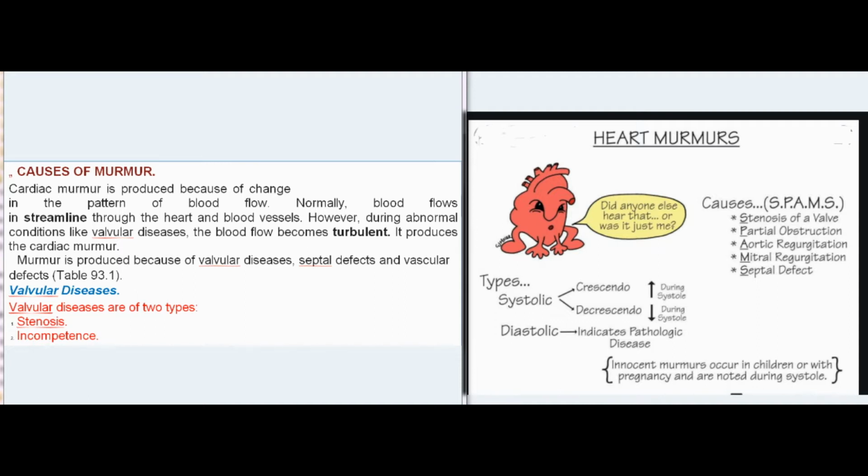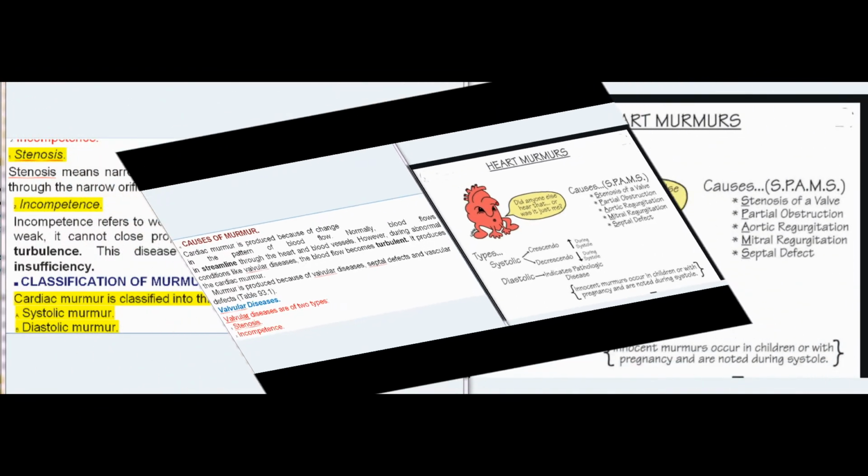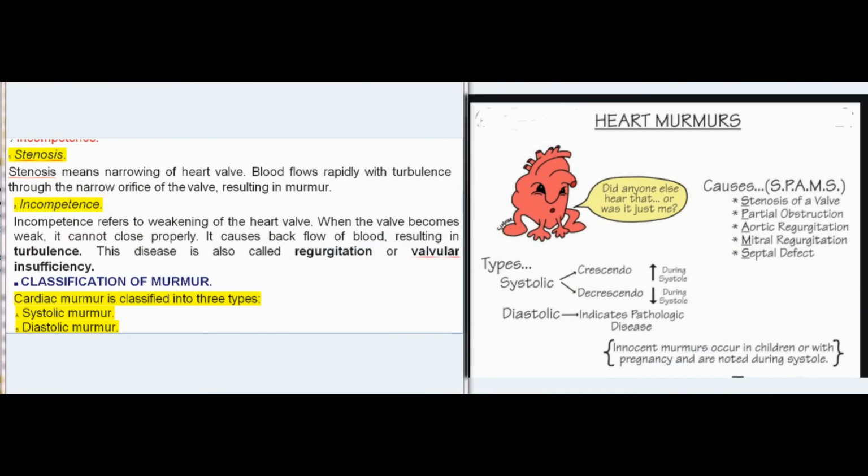Valvular diseases. Valvular diseases are of two types: stenosis and incompetence. Stenosis means narrowing of heart valve. Blood flows rapidly with turbulence through the narrow orifice of the valve, resulting in murmur.